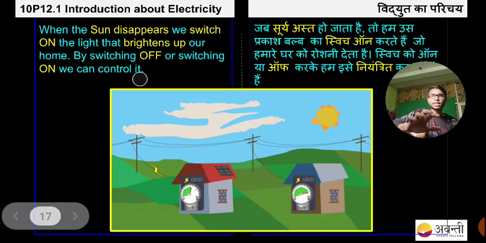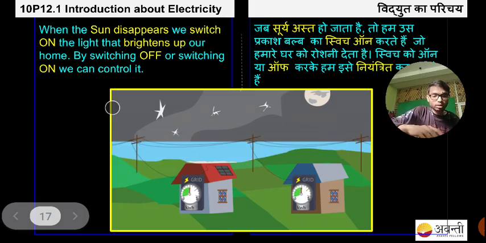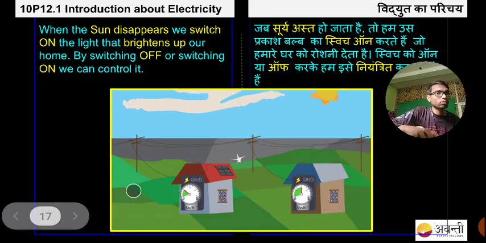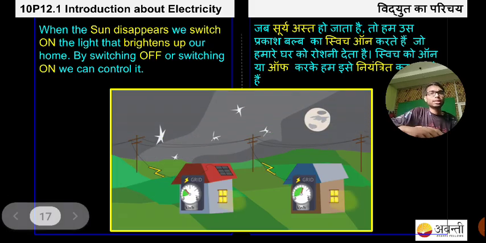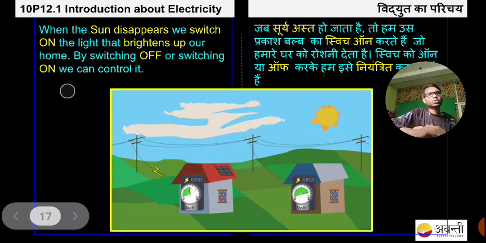When the sun disappears, we switch on the light that glows up our home. By switching off, we are saying that yes, we don't need the glowing bulb. We can see things without the glowing bulb. We can control it, switching on and switching off. This is the control.